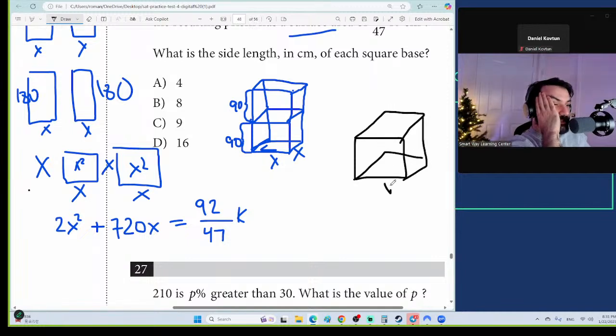Which was x by 90. So it's going to be x squared. The top is going to be x squared, so it's going to be 2x squared. And then 90x four times, which is 360x, equals k.